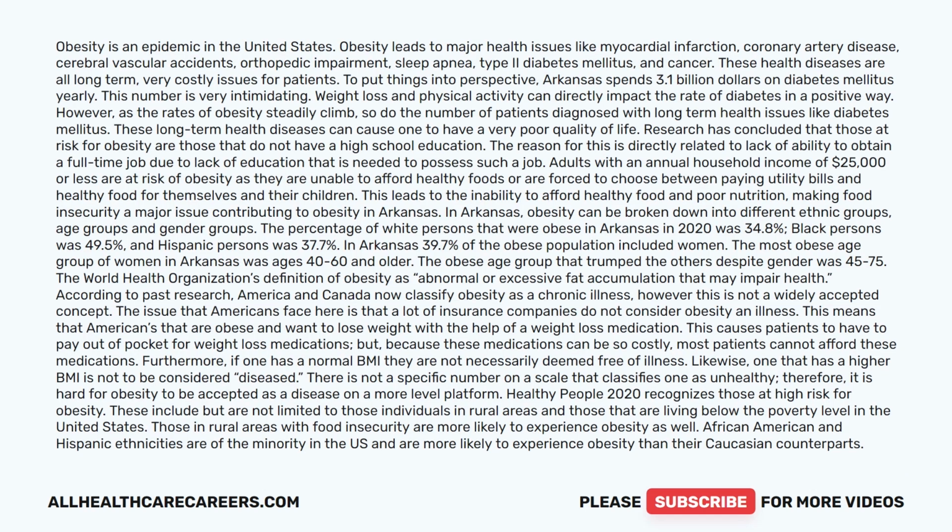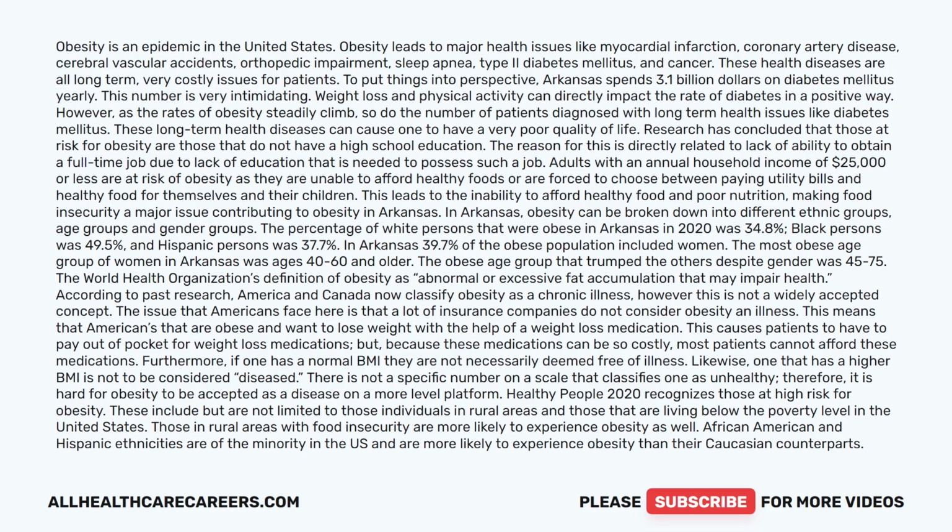Obesity is an epidemic in the United States. Obesity leads to major health issues like myocardial infarction, coronary artery disease, cerebral vascular accidents, orthopedic impairment, sleep apnea, type 2 diabetes mellitus, and cancer. These health diseases are all long-term, very costly issues for patients. To put things into perspective, Arkansas spends $3.1 billion on diabetes mellitus yearly. This number is very intimidating.